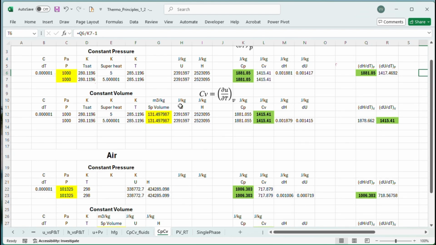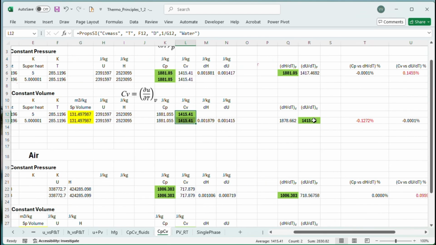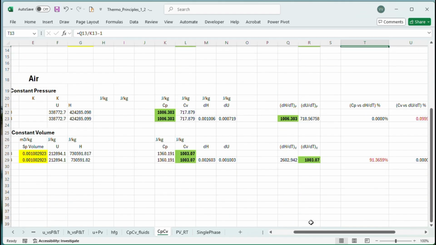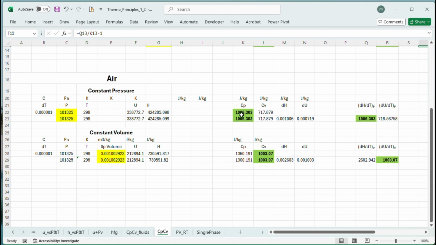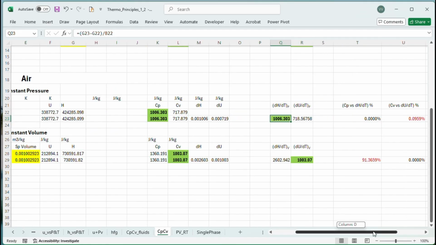Now, for the constant volume process, in this case, we are calculating CV. Again, for a small delta T, this is the value here. And if you calculate it indirectly using the derivative, using the change and the delta T, you get almost the exact same number, with very little difference. So, small error. The same thing can be done for air. You can see CP mass calculated directly using the formula versus calculating the derivative gives almost the same answer. Same thing at constant volume for CV, almost the same answer.